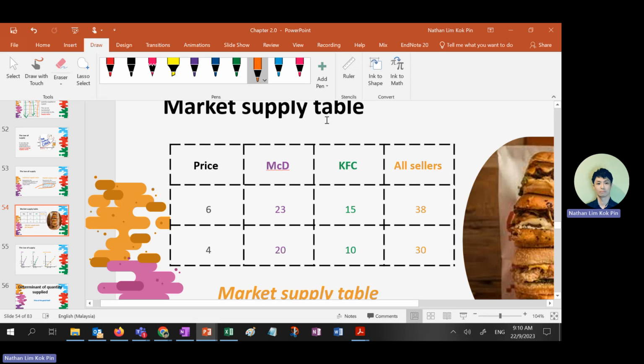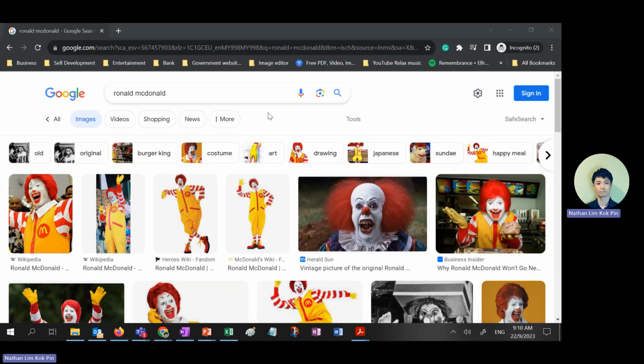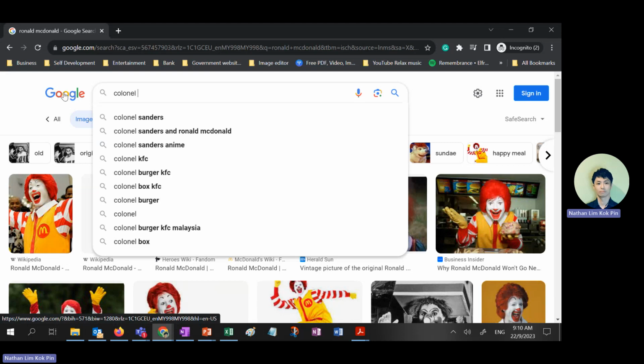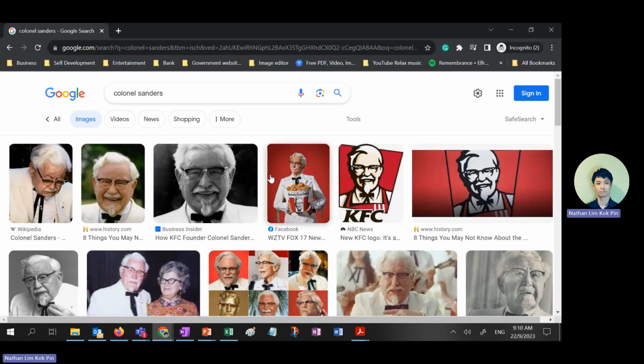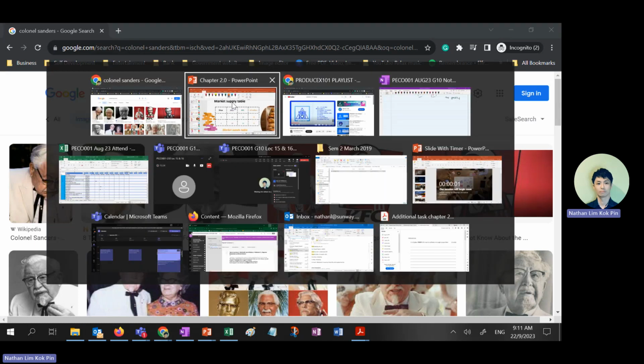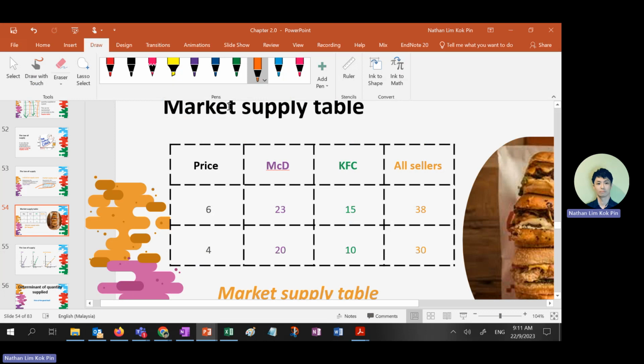You know Colonel Sanders? I need to show you again. Colonel Sanders, anyone? Don't know? Oh my god, this is the first time I need to show this too. Alright, fine. This uncle, the founder of KFC. Sorry about the Malaysian education system.